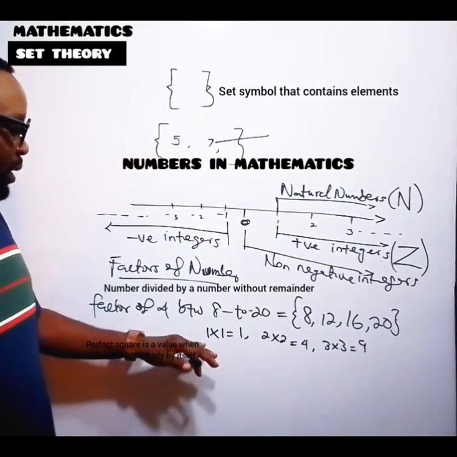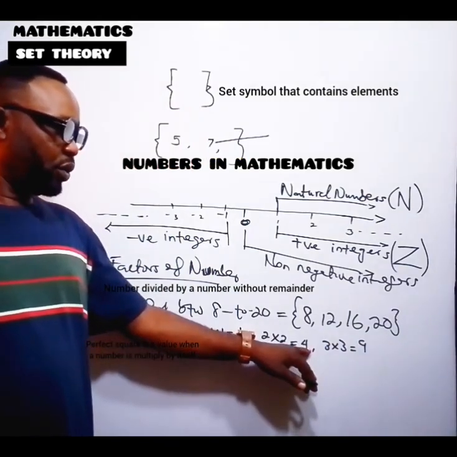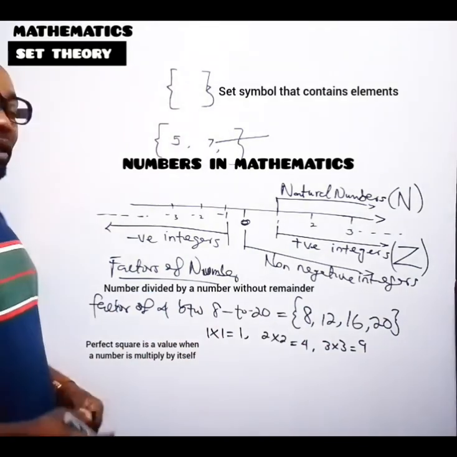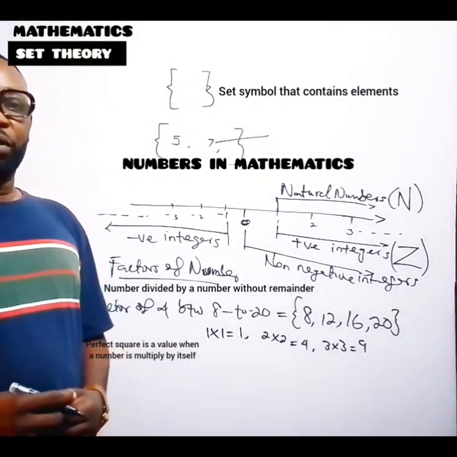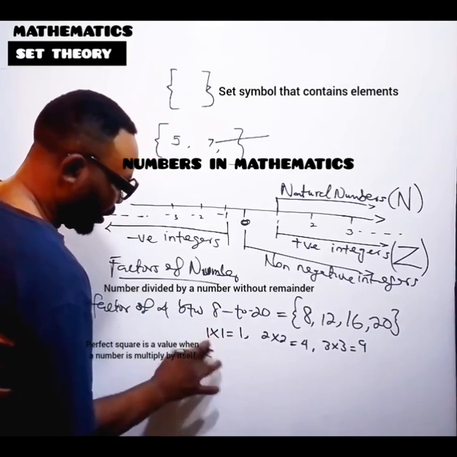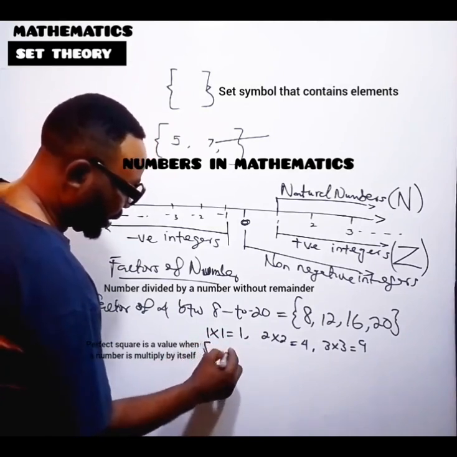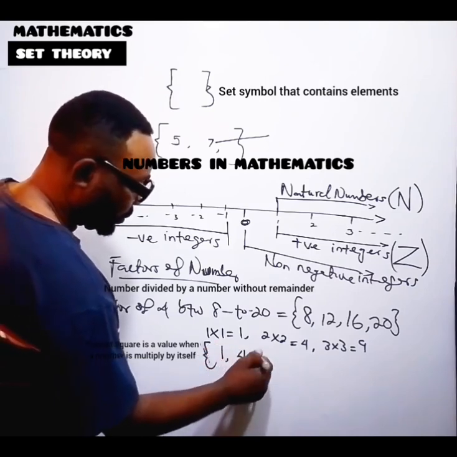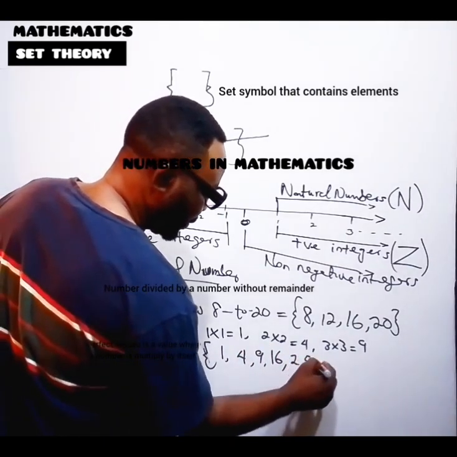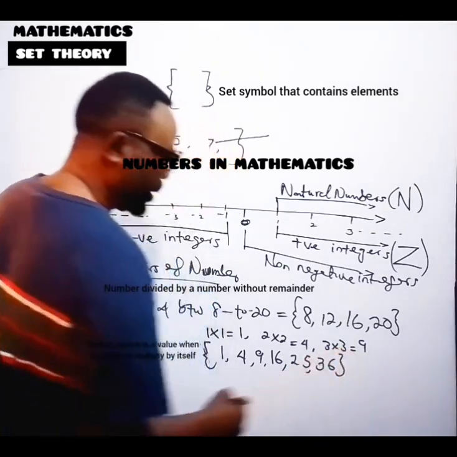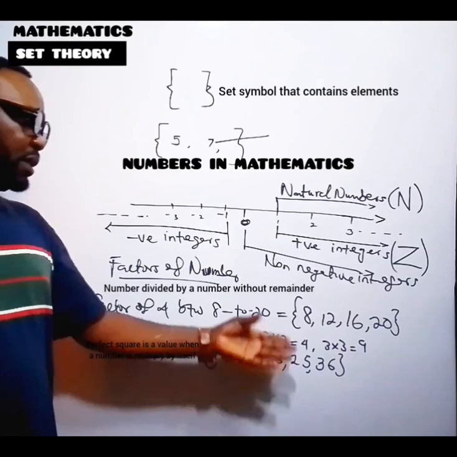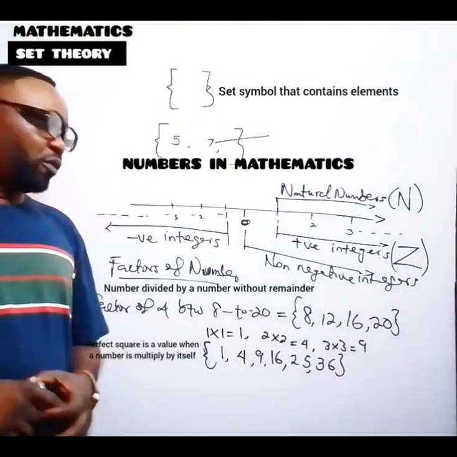In other words, the values that we get here as our answers are called the perfect squares. So I can name my perfect squares from 1 to 40. Perfect squares between 1 to 40, I'll have it here in the form of a set, will be 1, 4, 9, 16, 25, 36. So those are the perfect squares between 1 to 40. That is the value we are going to get for perfect squares between 1 to 40.